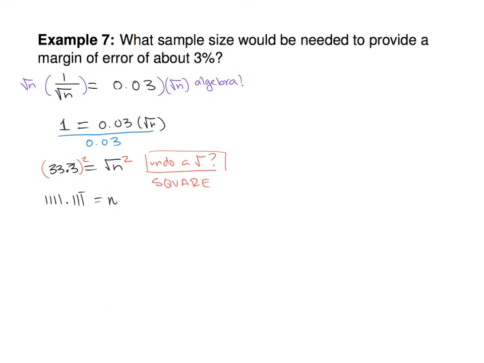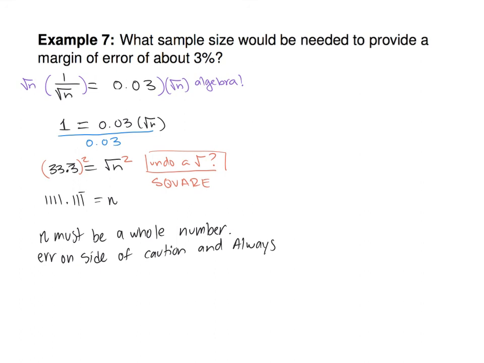Now the only tricky thing is that n is a sample size, so n must be a whole number. And using just 1111 is going to produce a margin of error just a teensy bit more than 3%. So you have to err on the side of caution, and you must always round up. So n should be equal to 1,112 people.